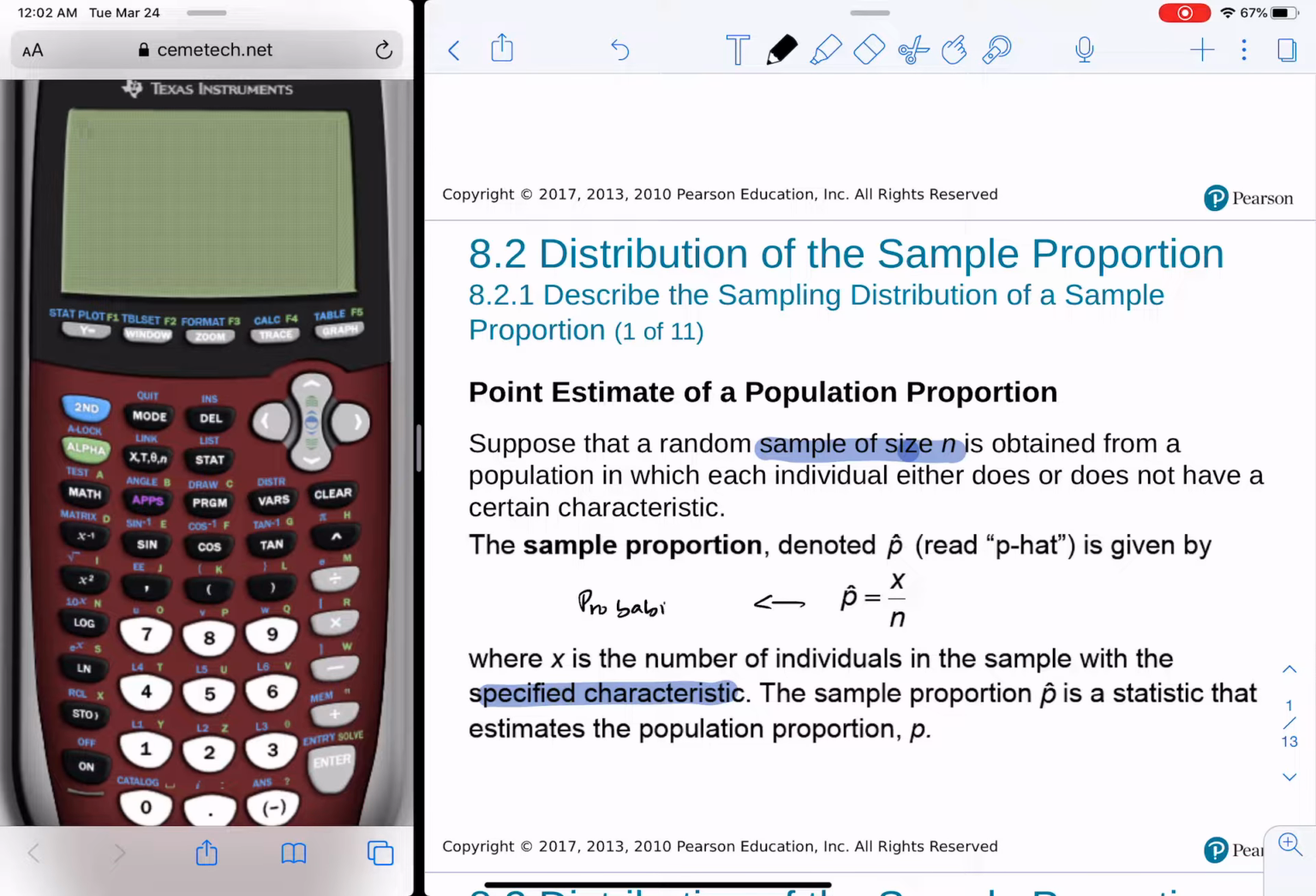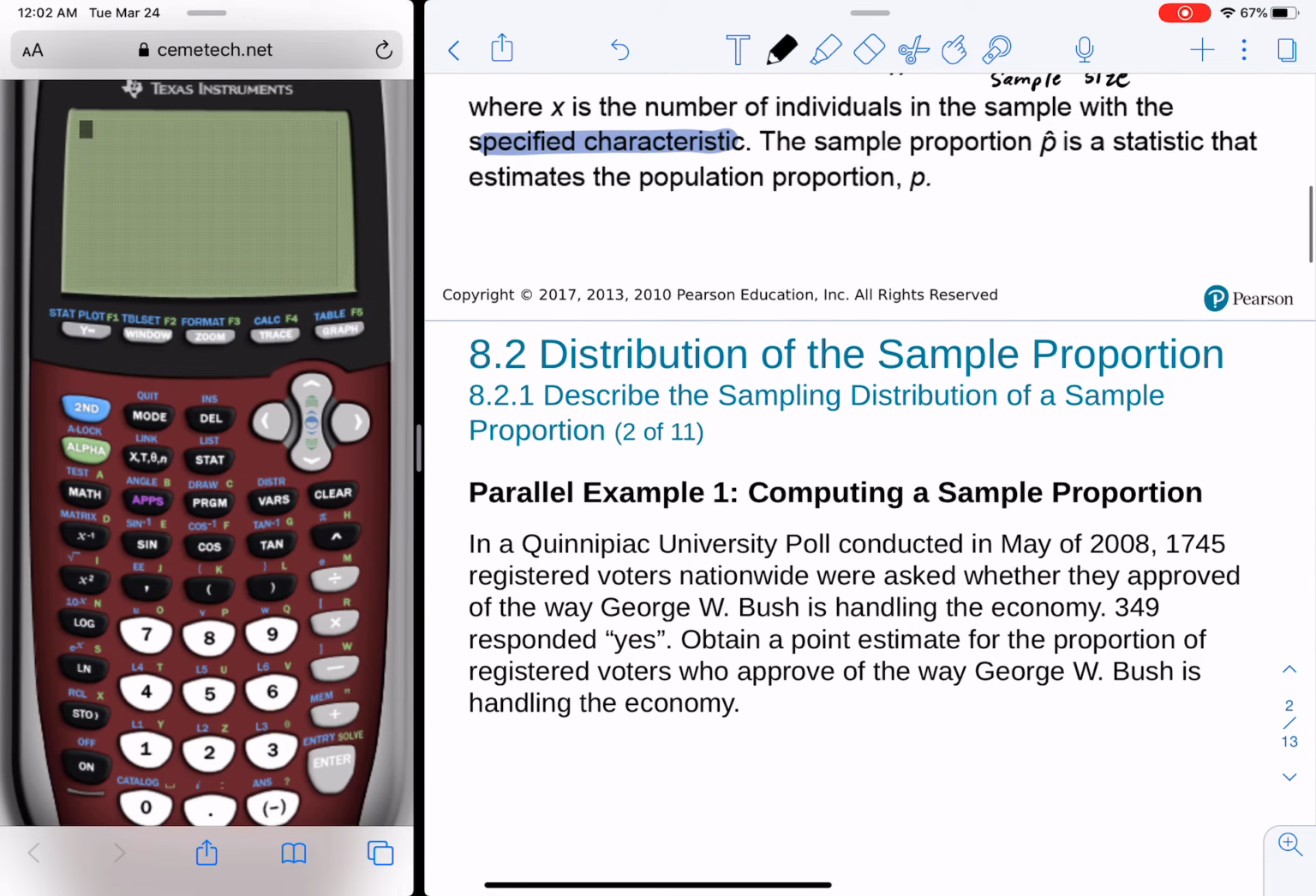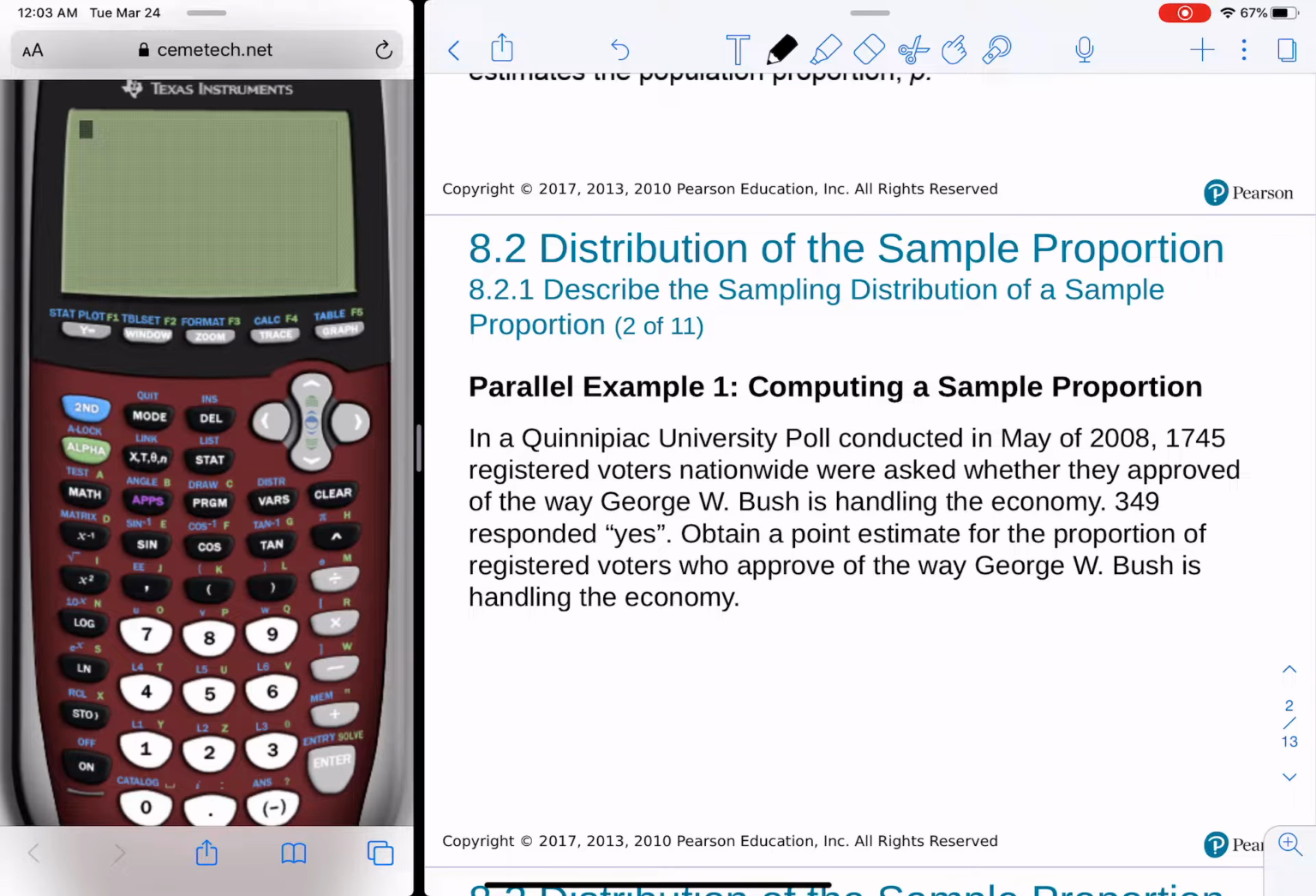So if you take the number of outcomes specific to an event and we divide by the sample size or the total number of outcomes, we end up getting a sample proportion, which is pretty much the definition of probability. So, how do we compute a sample proportion?